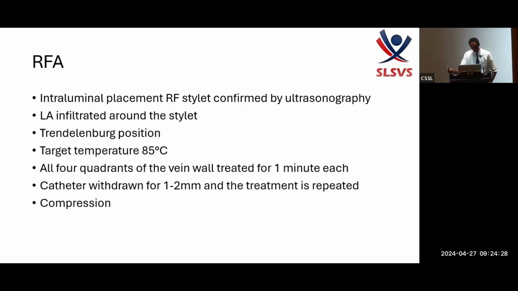Radiofrequency ablation can be used to treat the perforators. Intraluminal placement of the RF stylet is confirmed by ultrasound. Then local anesthesia is infiltrated around the stylet. Then the patient is turned to Trendelenburg position, and with RFA, the temperature is about 85 degrees Celsius. The perforator vein is ablated in 4 quadrants for 1 minute. Then the stylet is withdrawn by 1 to 2 millimeters, and the procedure is repeated. And we apply compression.